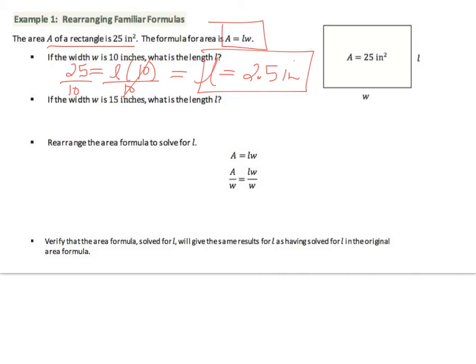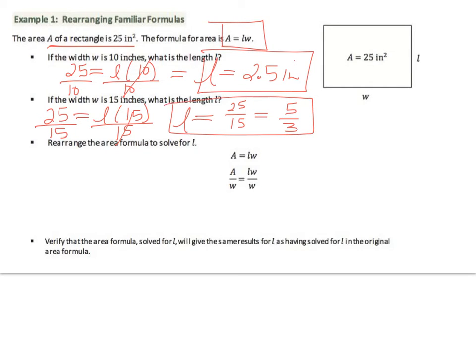That's what we're doing when we rearrange formulas. We're just solving for a variable that we don't know what it is. Same problem, I know the area is 25 equals length times width. This time the width is 15 inches, so if I divide both sides by 15, I'm left with length equals 25 over 15, which can reduce to 5 over 3 inches. Don't forget your units.